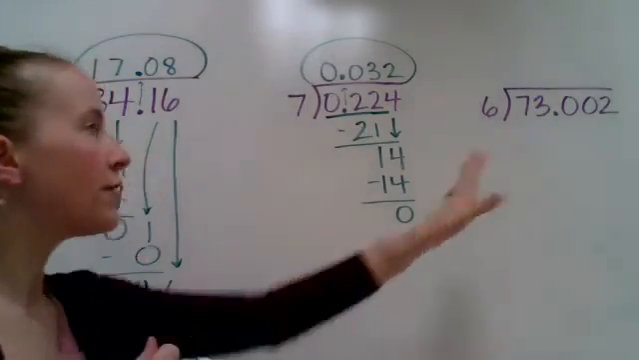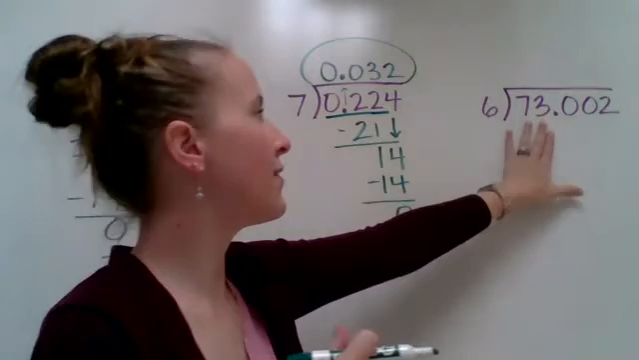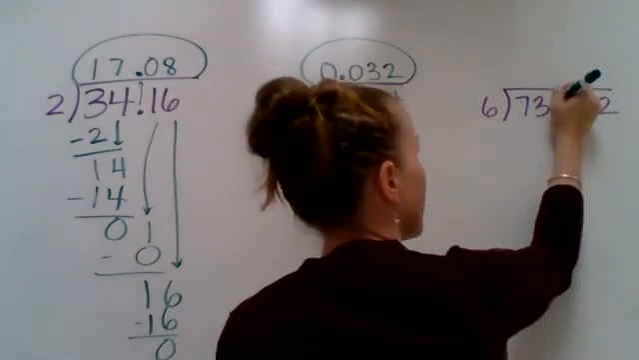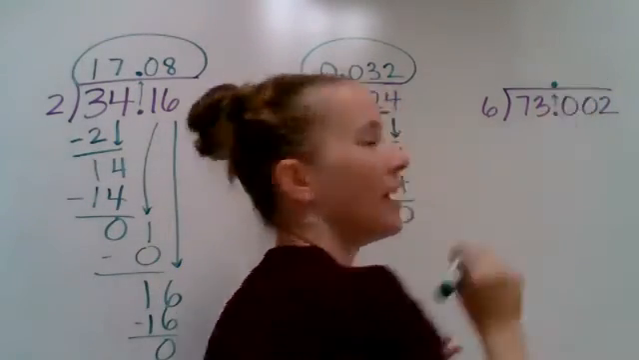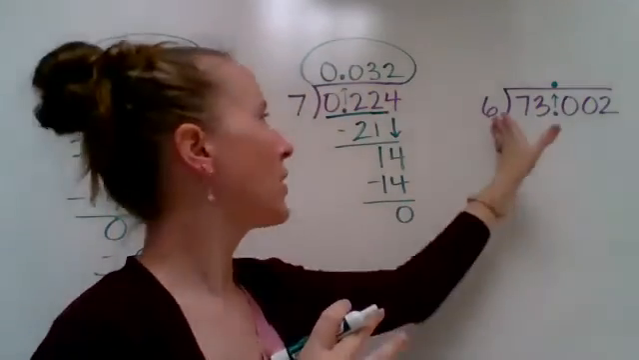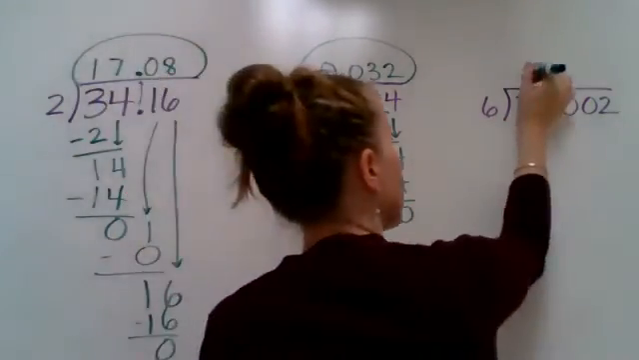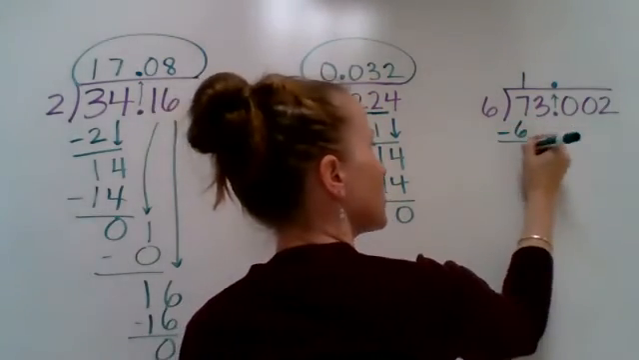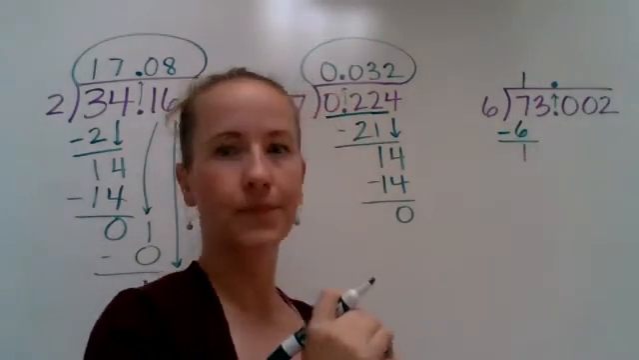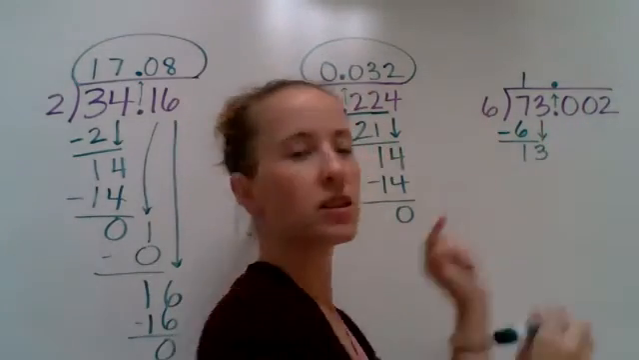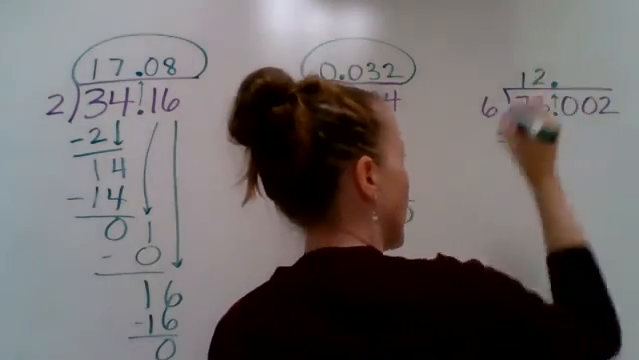Okay, our final example today is 73 2/1000 divided by 6. So I'm going to bring up my decimal before I forget. And now I can sort of ignore the decimal and just work with my digits. Okay, how many 6's go into 7? It goes in once. 6 times 1 is 6. When I subtract, I get a remainder of 1. I'm going to bring down 3. How many 6s go into 13? I know the answer is 2 times.